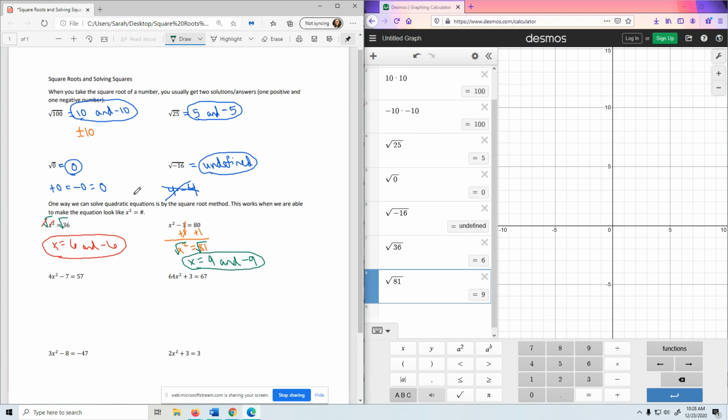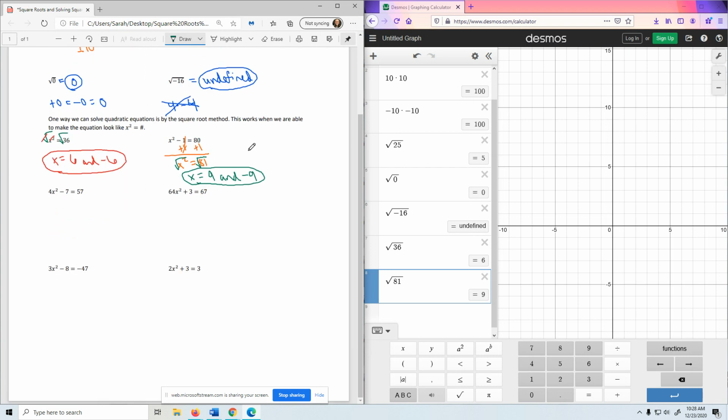Rest of these, same idea, just a little more complicated because we've got a little bit more going on in our equation. Solve this to start with like you would any other equation, like you would if this was just a regular x instead of an x squared. So generally speaking, we undo addition and subtraction first. I'm going to undo -7 by adding 7. 57 plus 7 is 64.